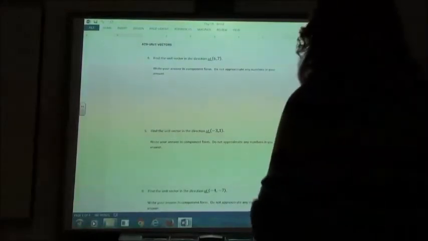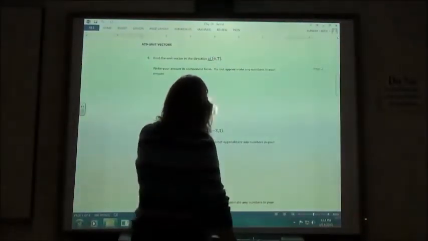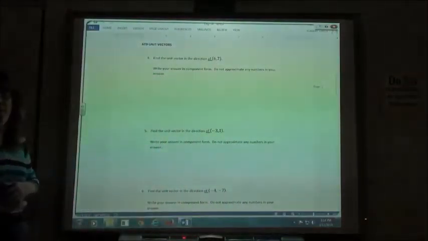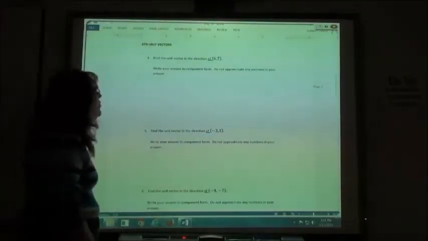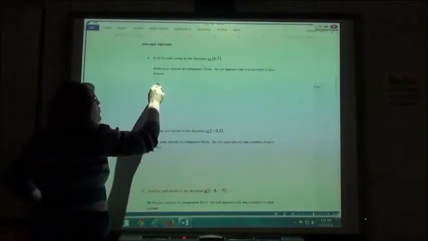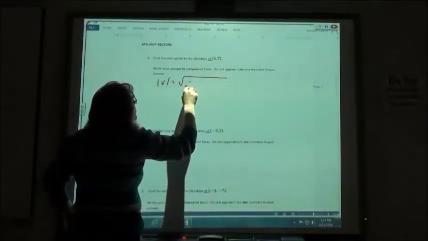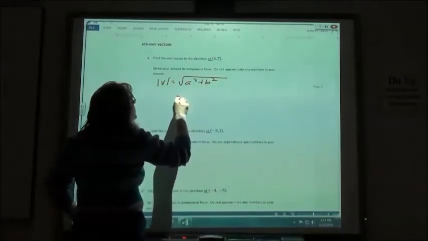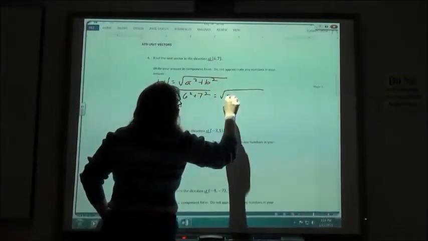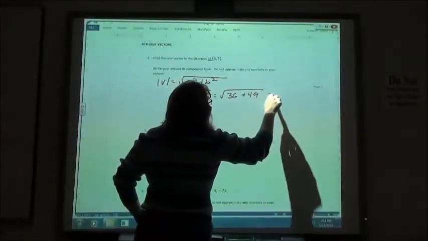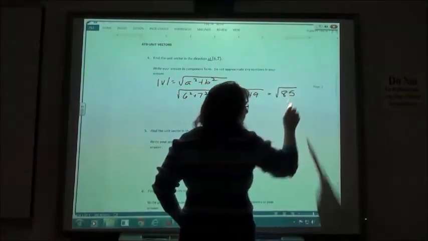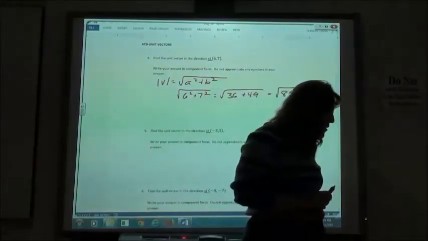Numbers 4, 5, and 6 are having us find the unit vector that's in the same direction of 6, 7. A unit vector is one that has a magnitude of 1. So in order to find the unit vector, first of all, we're going to find the magnitude of the vector that we have. The magnitude of our vector, again, is the square root of a squared plus b squared. So we would have the square root of 6 squared plus 7 squared. 36 plus 49. If I add those together, I would have the square root of 85. The square root of 85 would be the magnitude of our vector.